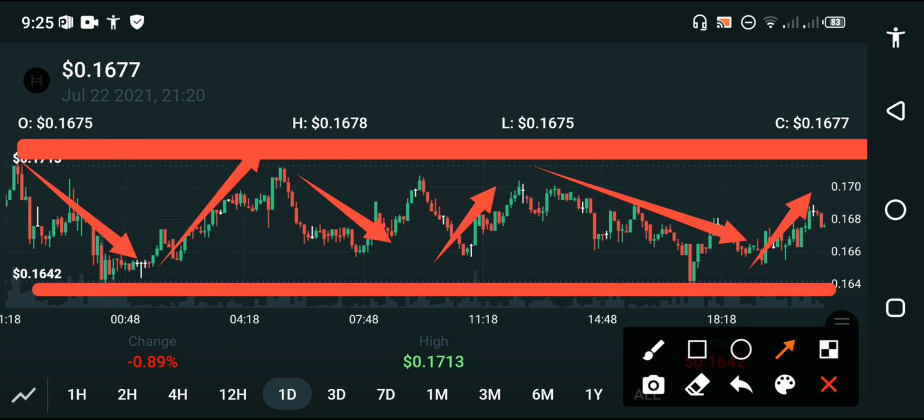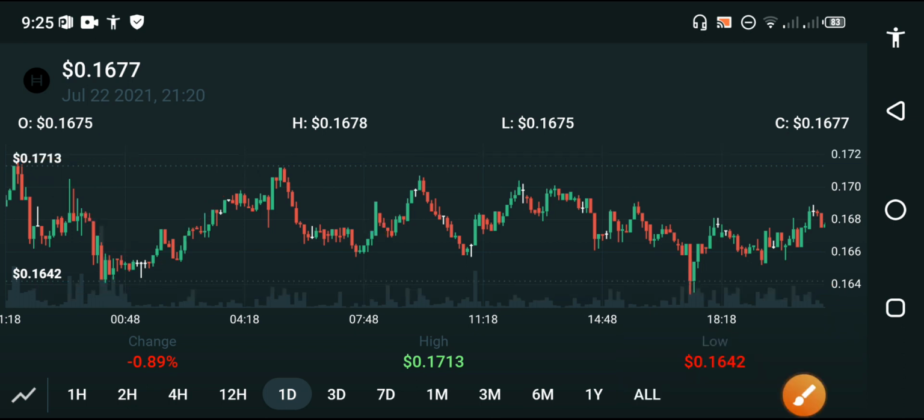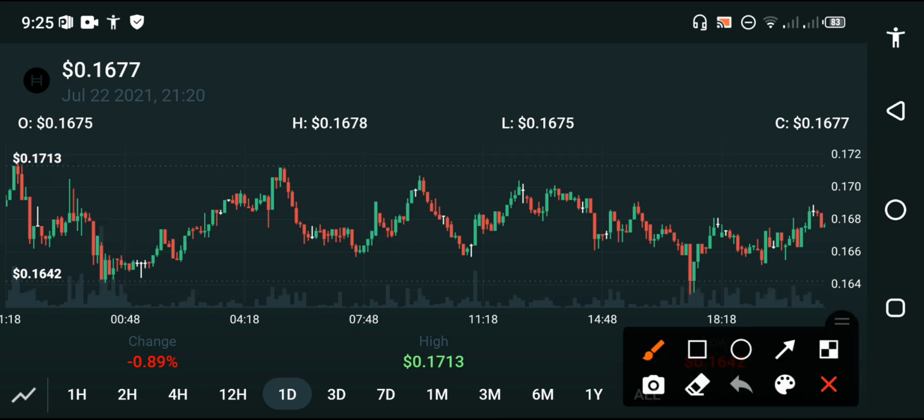Anyways, now more update about Hedera Hashgraph: you can see here that negative 0.89% the price falls down in the last 24 hours, and 0.1713 USD is the current price of the Hedera Hashgraph.